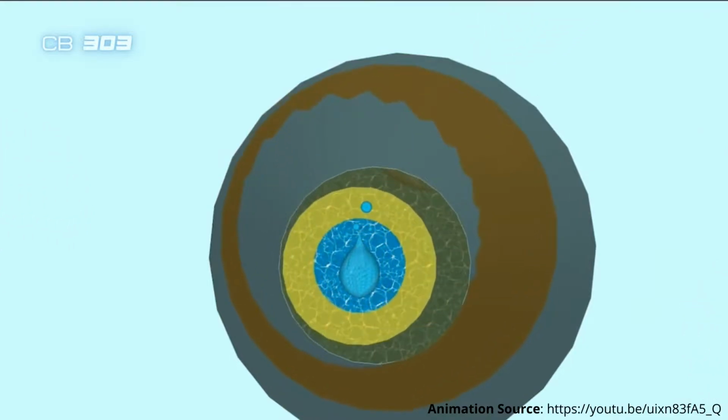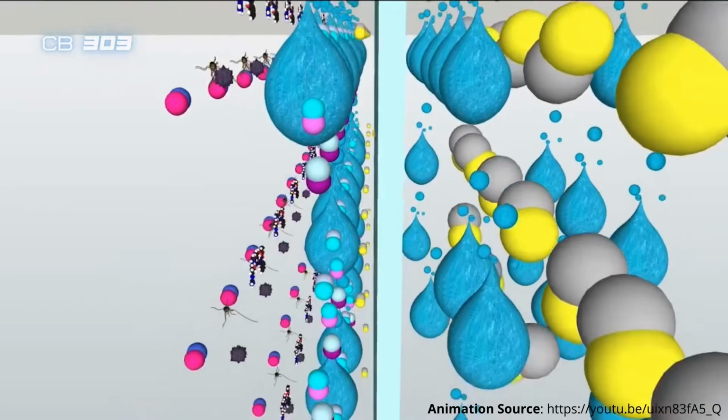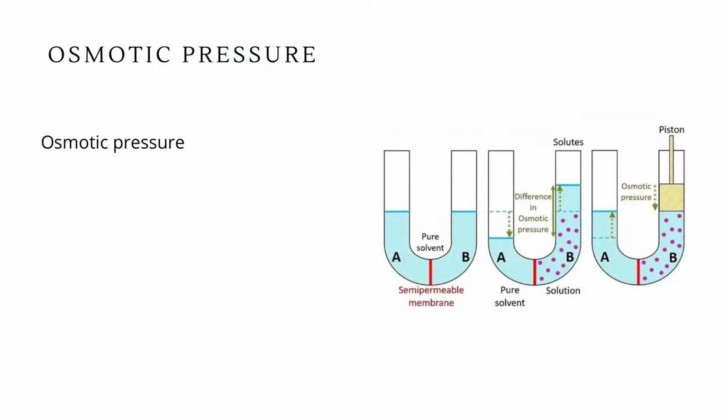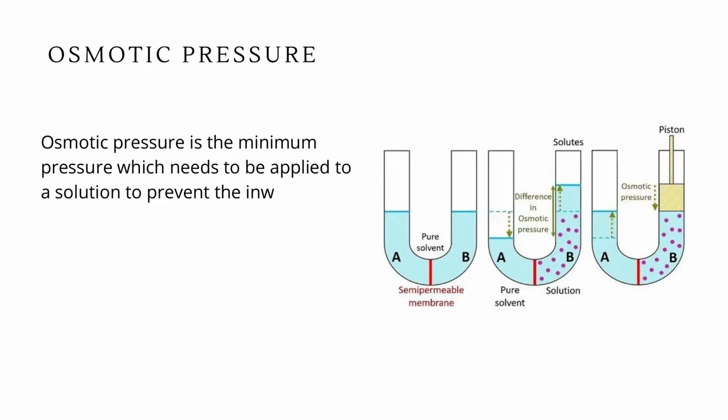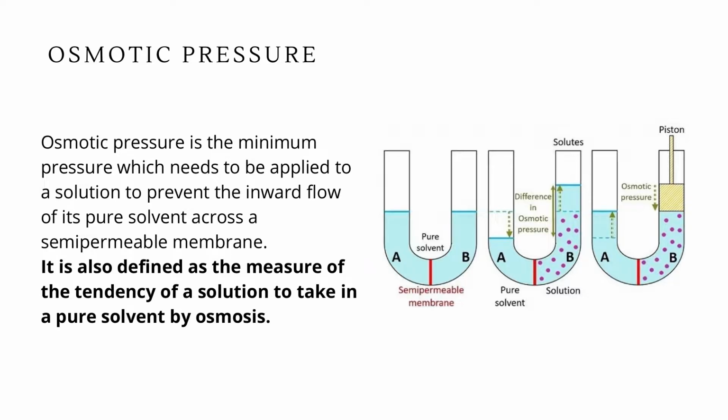Water molecules will therefore move from one solution to another to achieve maximum mixing, and the strength of this mixing is measured by osmotic pressure. Osmotic pressure is the minimum pressure which needs to be applied to a solution to prevent the inward flow of its pure solvent across a semi-permeable membrane. It is also defined as the measure of the tendency of a solution to take in a pure solvent by osmosis. Osmotic pressure is denoted by pi.